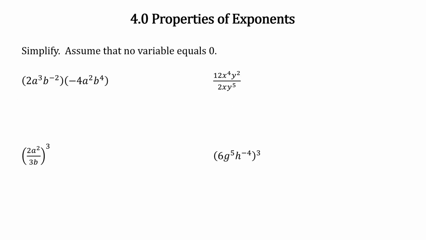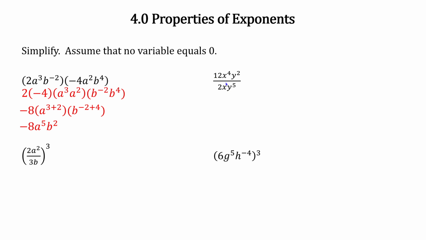Okay, let's try a couple together. Here you're going to do the 2 times negative 4, a to the 3rd times a squared, and b to the negative 2 times b to the 4th. So 2 times negative 4 is negative 8. Here we're going to add the exponents. We get negative 8, a to the 5th, b squared.